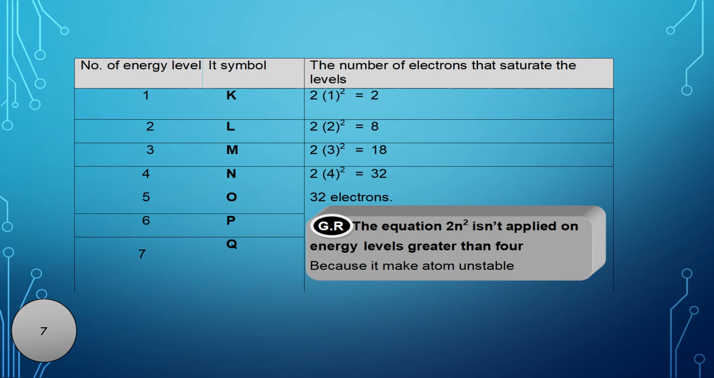We can't apply this rule on the O, P, Q energy levels. Why? Because the atom will be unstable if it carries more than 32 electrons. Is that clear? Let's complete.